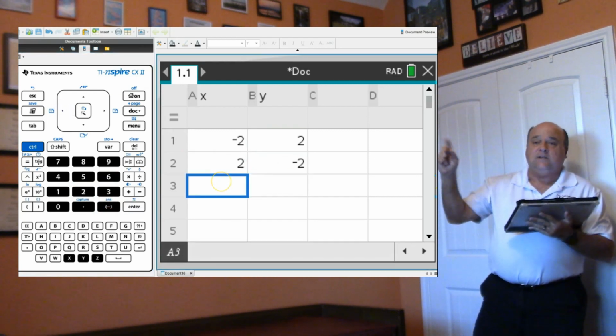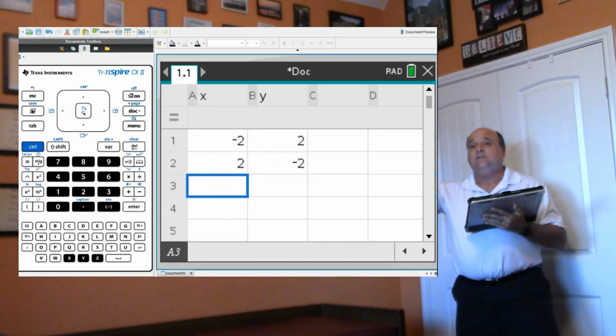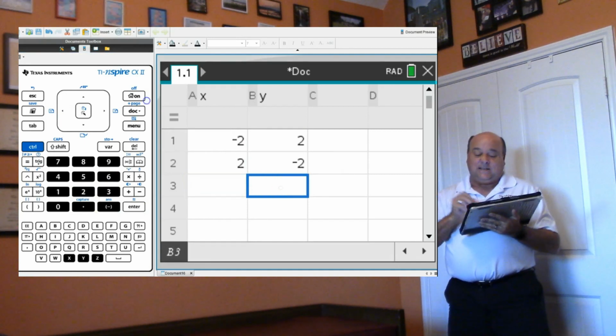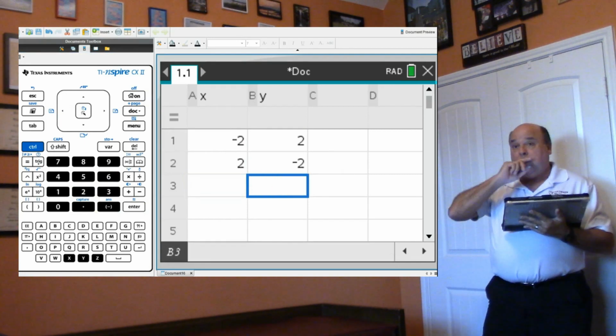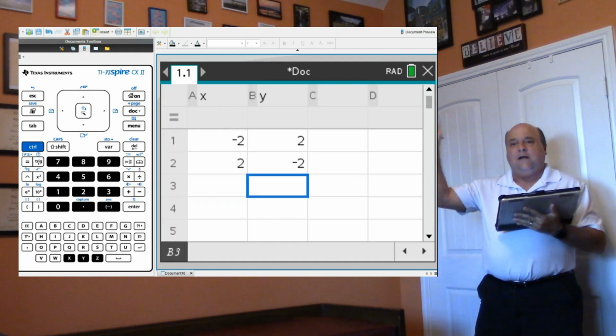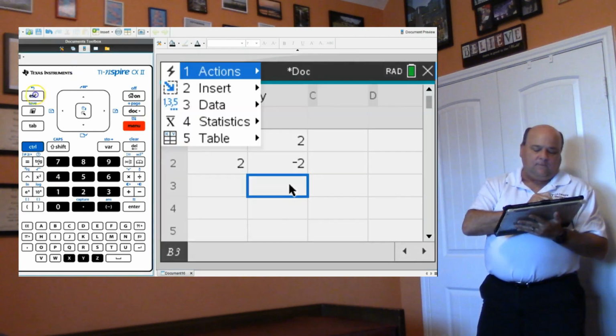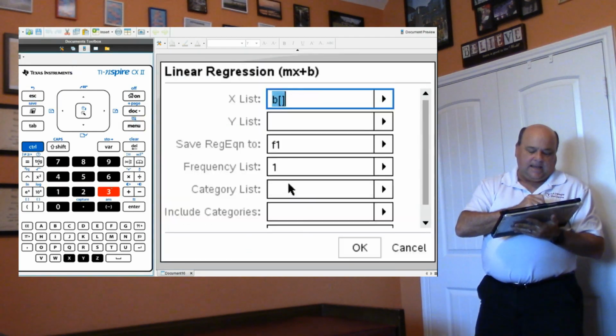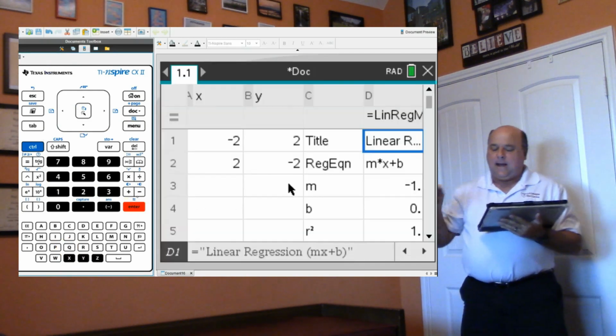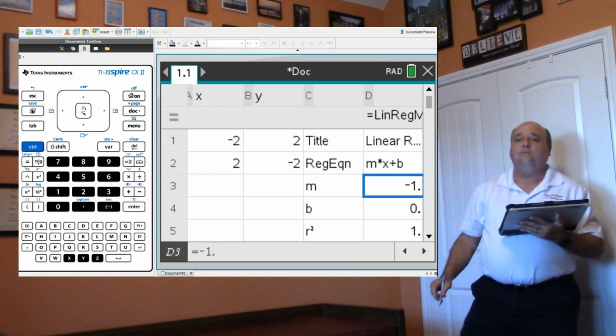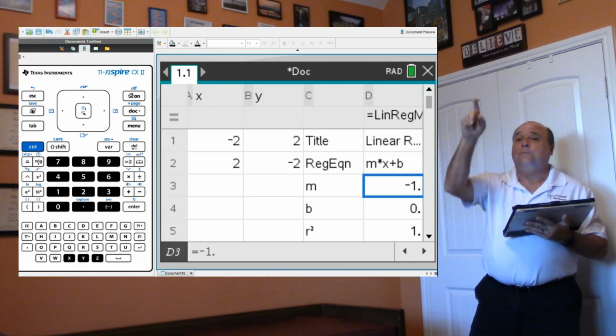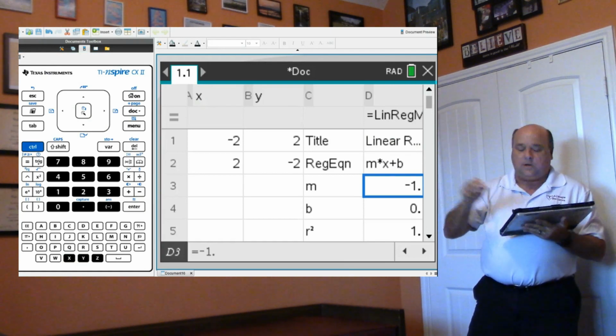You can't do this on your calculator. I would put all the X's in, all the Y's in. I can't see the spreadsheet. Your cursor should be below the -2. Now then, menu 4, 1, 3. X, down, Y, down. Hit enter, and bam, there's my slope. It's -1. That means this line should be going down 1 over 1, down 1 over 1.